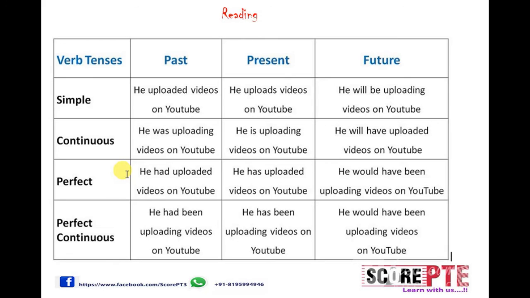As I already mentioned, perfect continuous tense is not important in our whole reading section, but we are going to cover it. Perfect continuous tense for past, present and future: he had been uploading videos on YouTube. He has been uploading videos on YouTube. He will have been uploading videos on YouTube.